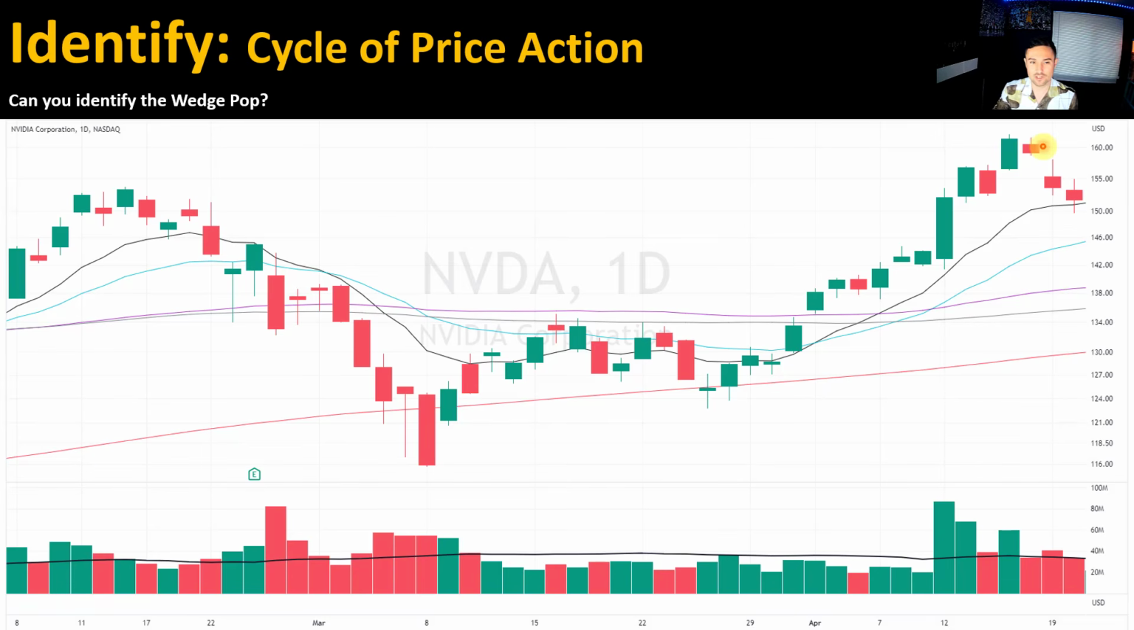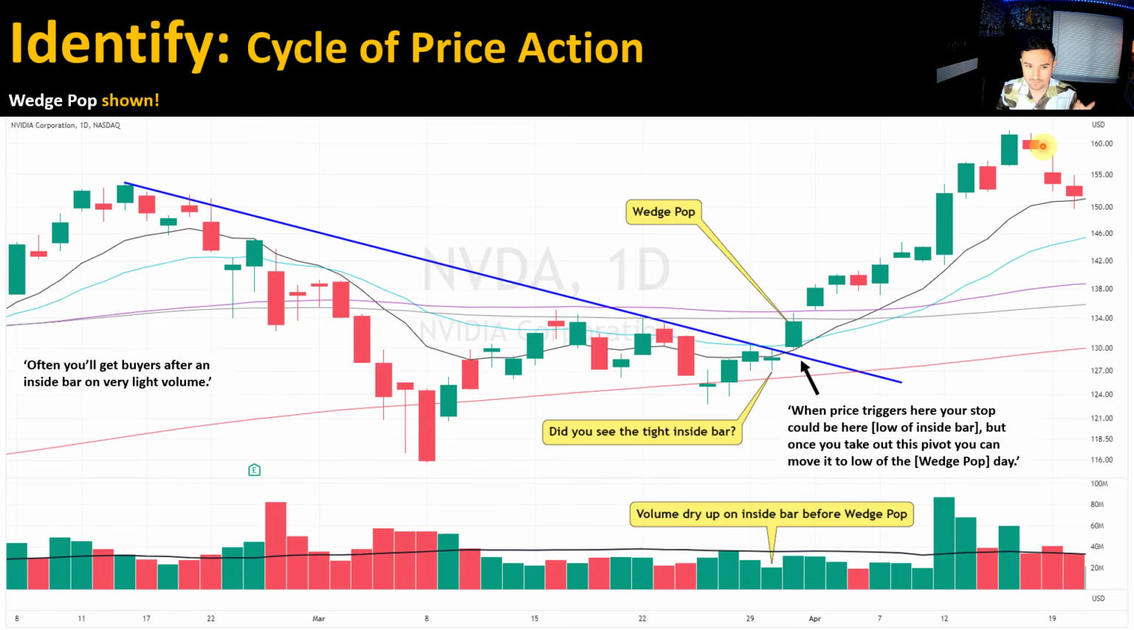So here's a chart of Nvidia. Can you identify where the wedge pop is? I'll give you 3 seconds. 3, 2, 1. There it is.